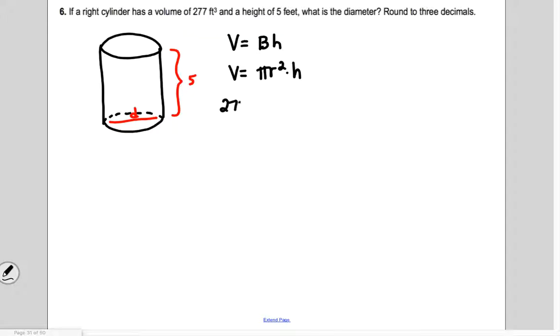So our volume was given to us. It's 277. Our r we don't know, but our height we know is 5. So we're going to solve for r, and let's do it in decimals. Go ahead and get your calculator out and keep the numbers in your calculator as you go. So I'm going to do 277 divided by 5, and I get 55.4. Can I take the square root yet, though? No, I need to divide by pi, right? So I get 17.634 is equal to r squared. Now I take the square root. I kept that number in my calculator because I had rounded. So I'm going to say r is equal to 4.199.